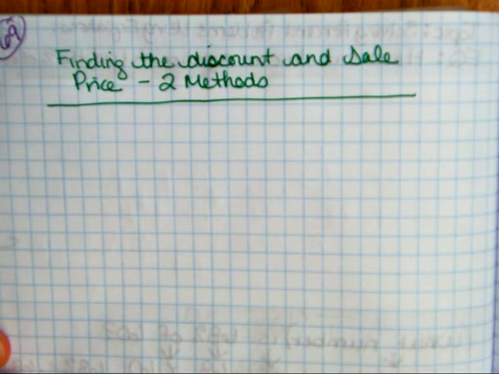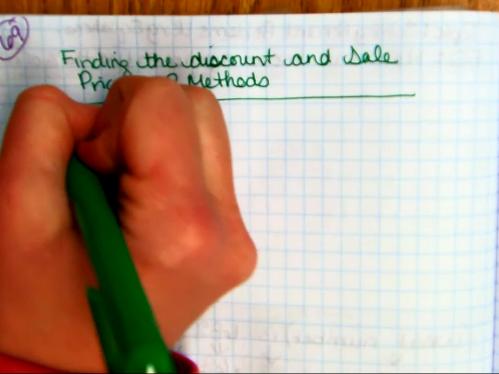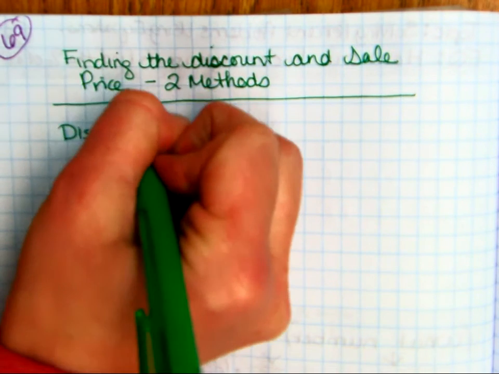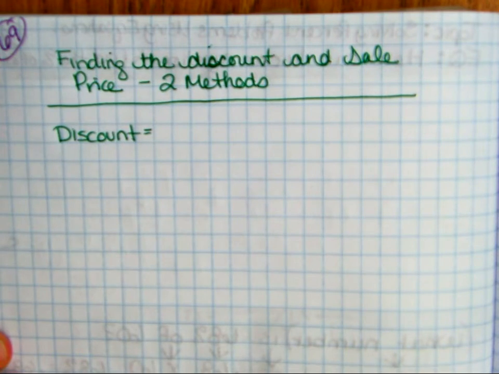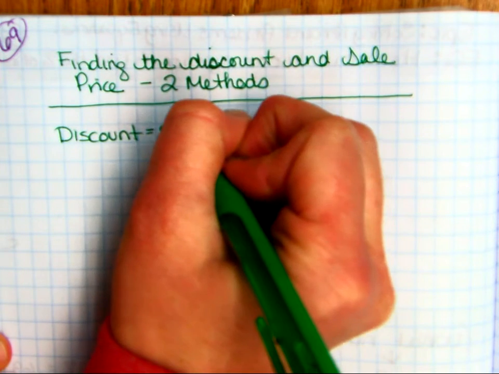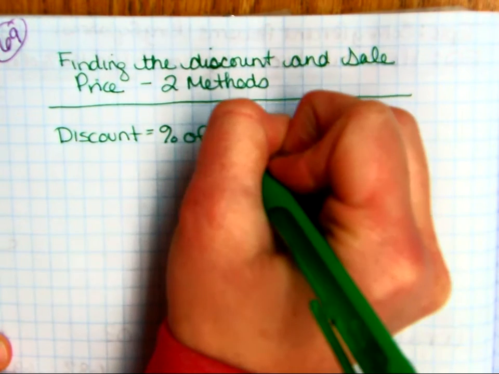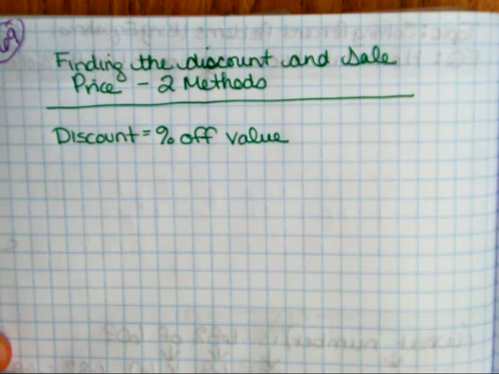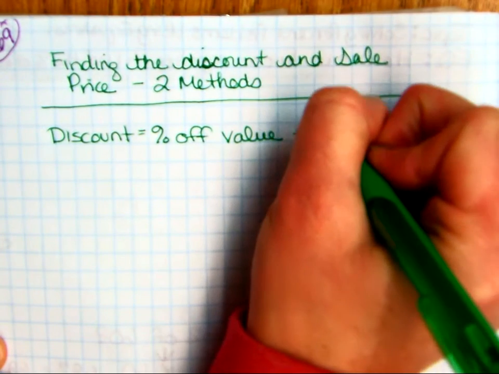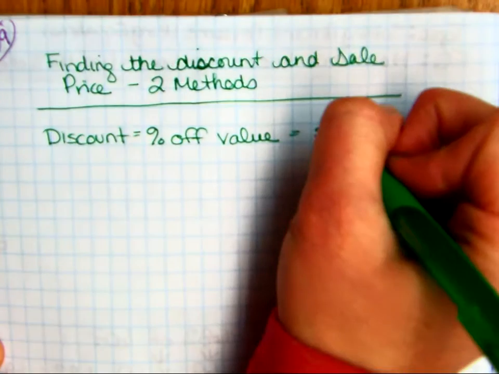And some terms that you need to understand in order to be able to solve these types of problems: first, there is the discount. And the discount refers to the percentage off value. So if it's 20% off, what would that mean in actual money value? So it's the amount of the discount, and it would be represented as money off.